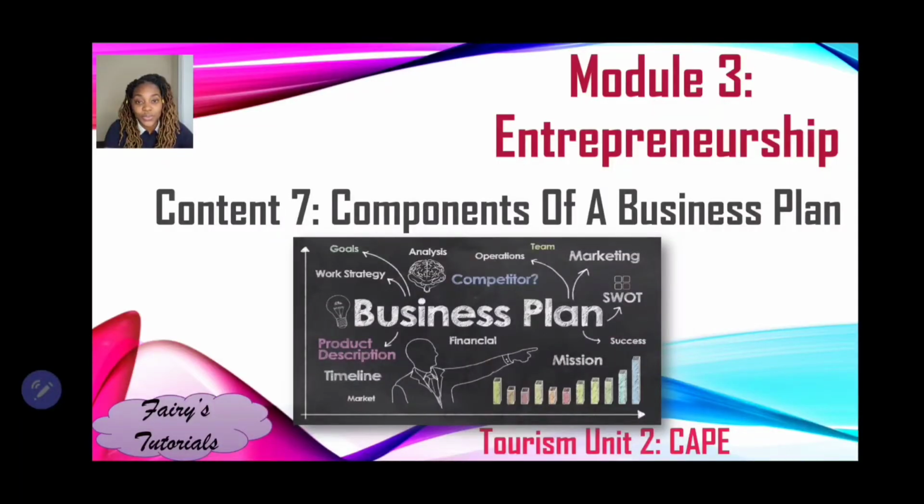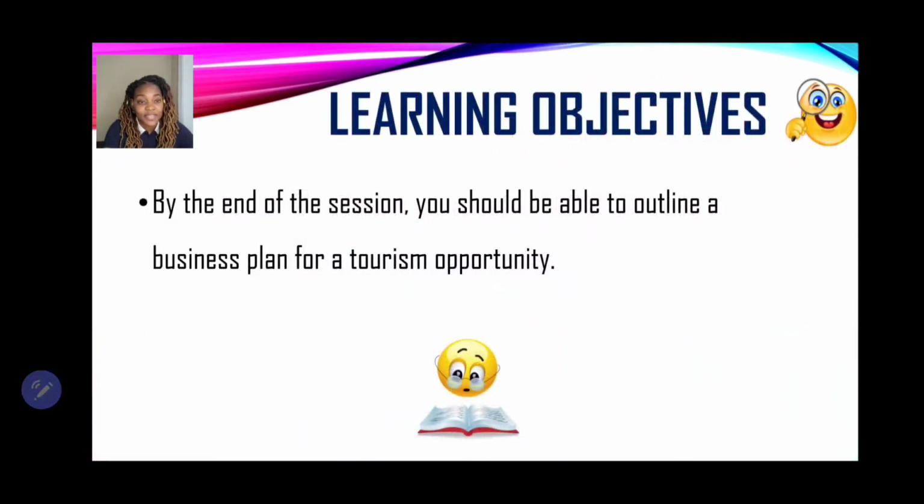Tourism Unit 2, Module 3, Entrepreneurship. And in today's session, we're looking at the final content, which is Content 7, Components of a Business Plan. Now, let us look at the learning objective. By the end of the session, you should be able to outline a business plan for a tourism opportunity.